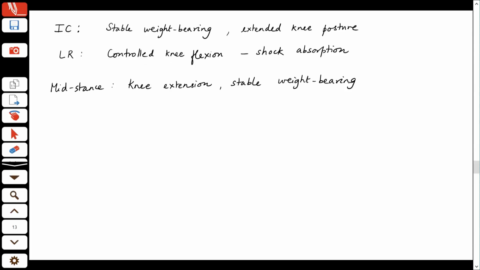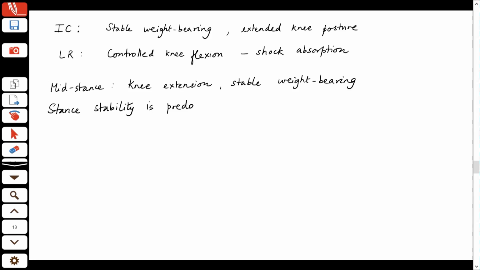So, stance stability at any time is optimal when the knee is extended. It does not matter so much what the other two joints are doing, but because the knee is the joint in between those two limbs, stance stability is predominantly dependent on an extended knee.